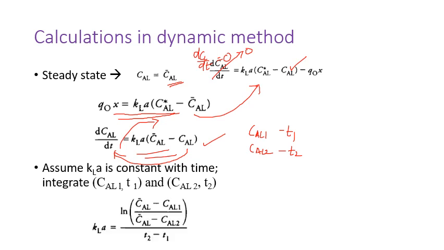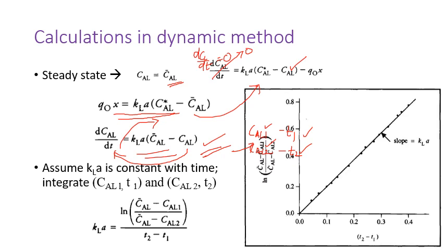Over the time period T1 to T2, from CAL1 to CAL2, the equation for KLA will now become ln of C cap AL minus CAL1 divided by C cap AL minus CAL2, the whole divided by T2 minus T1. It's just simple integration of this equation over time period T1 and T2 at different oxygen concentrations.